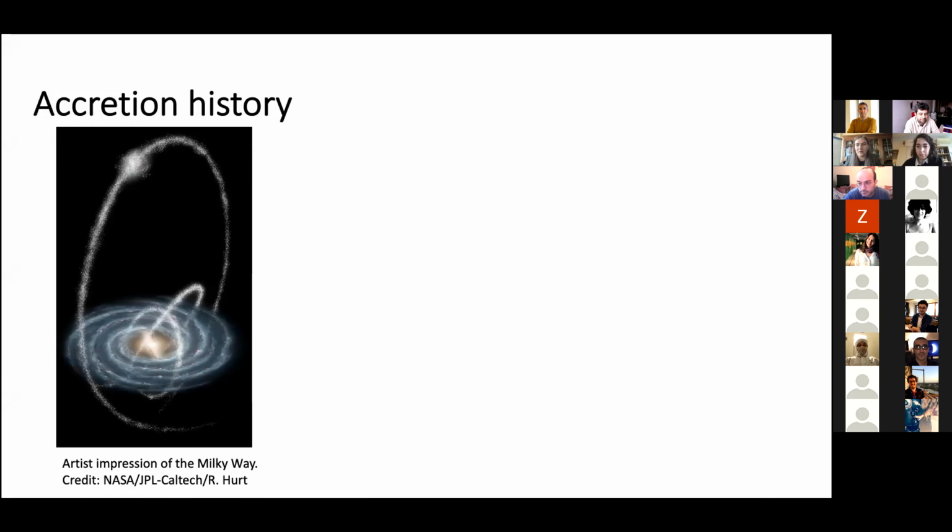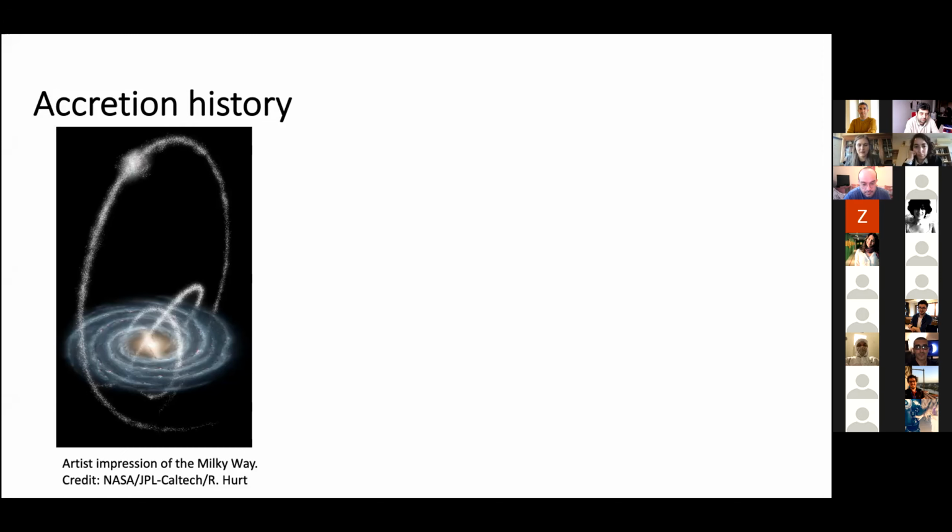We know that our galaxy, the Milky Way, has had an accretion history because of observations and also from theory and simulations. And we know that through lambda CDM cosmology that galaxies are formed hierarchically and build up to the galaxies that we see today at redshift 0. And our Milky Way is no exception to this.